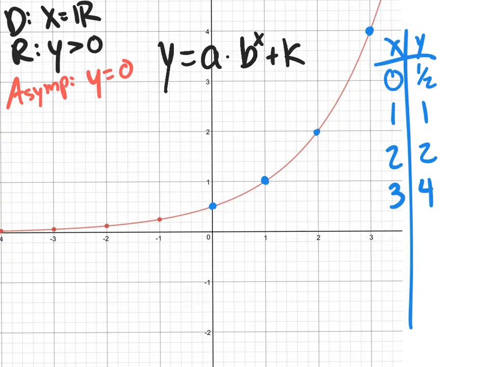y equals a times b to the x plus k. Now we know that the k value is what? 0. So I'm not even going to have it. I'm not going to erase it. I'll just leave it as 0.